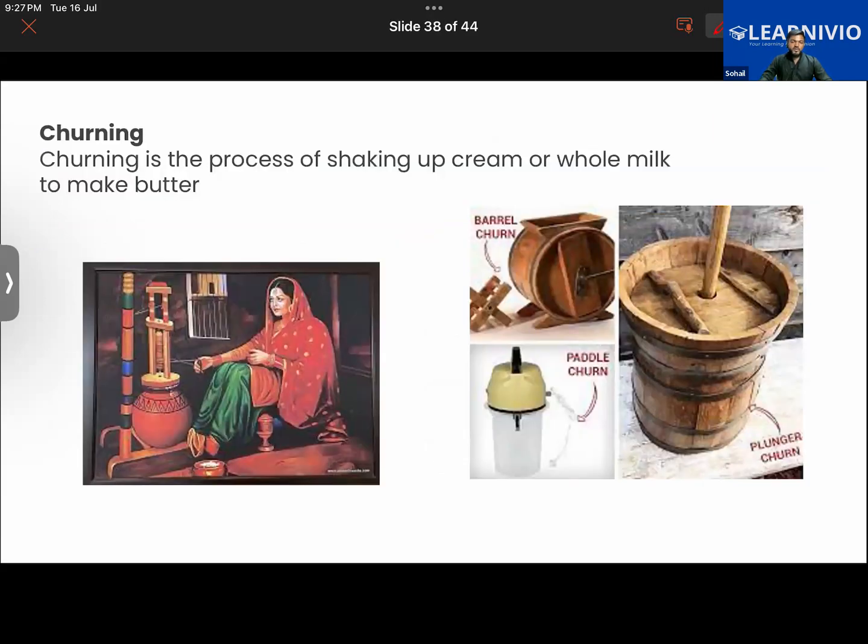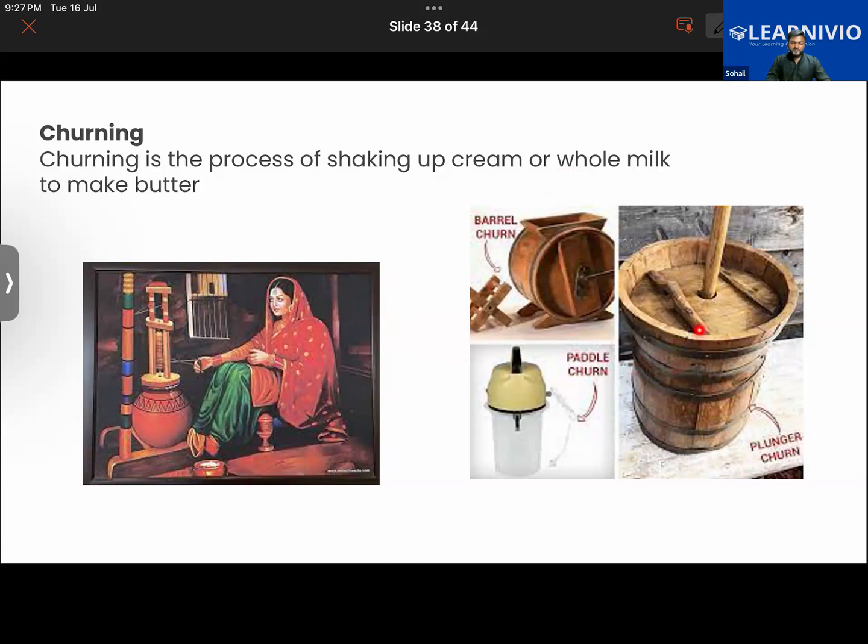So here we have learned about so many different techniques of separation. Right now we are going to learn about churning. You all would have seen that the woman would be churning, and churning is done to obtain butter. Here they are shaking up the milk to make butter. Scientifically, this process is called centrifugation, which we will be learning about in a minute. So churning is shaking up the cream or the whole milk to obtain butter out of it.